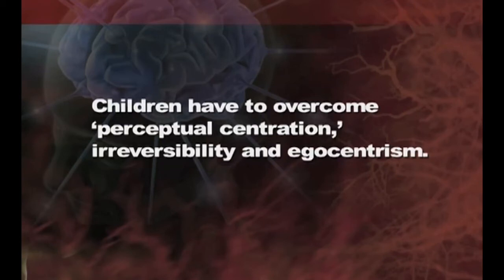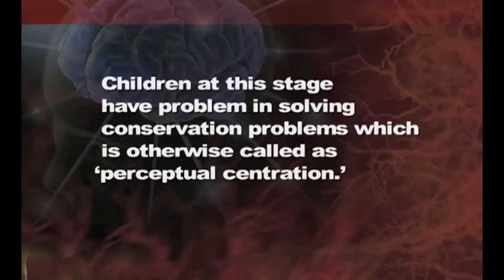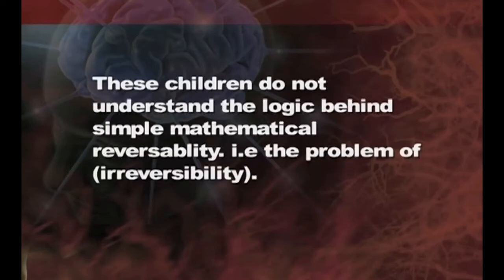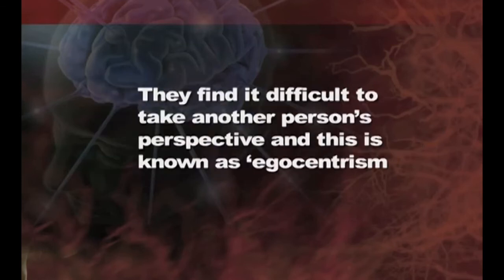irreversibility and egocentrism. Children at this stage have problems in solving conservation problems, which is otherwise called perceptual centration. These children do not understand the logic behind simple mathematical reversibility, that is, the problem of irreversibility. They find it difficult to take another person's perspective, and this is also known as egocentrism.